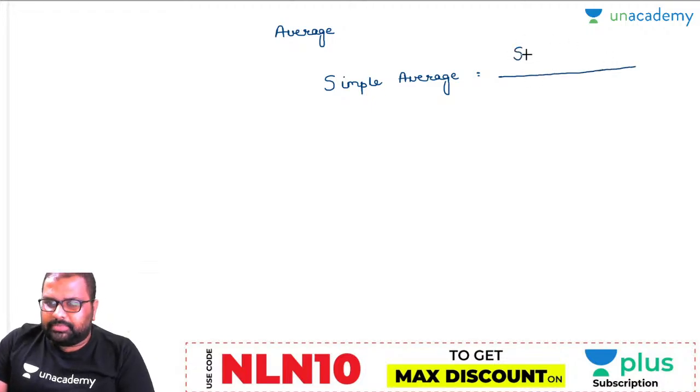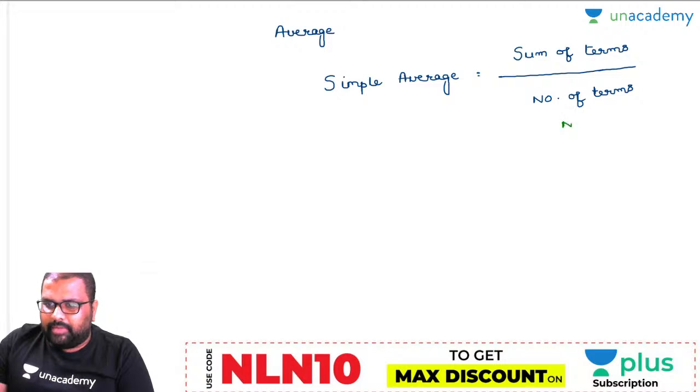See here. Sum of the terms divided by number of terms. Am I right or wrong? Everybody has learned this concept in your primary classes. Sum of the terms divided by number of terms. So for my convenience, what I will do is I will write down this number of terms as n.